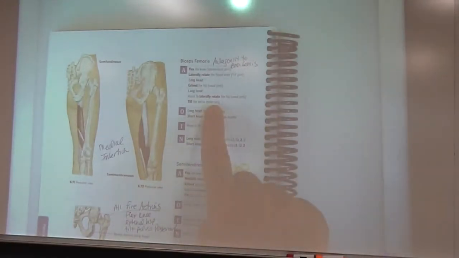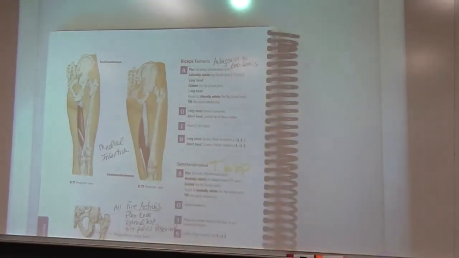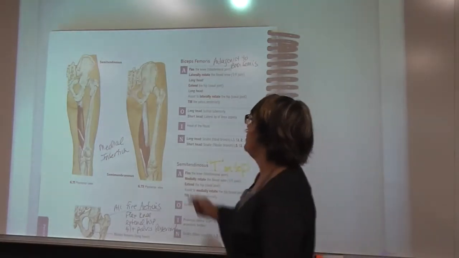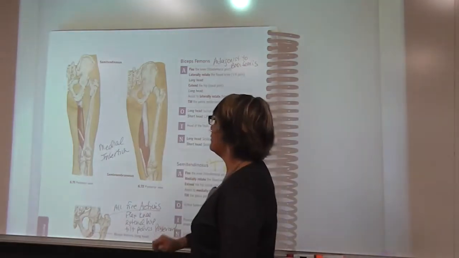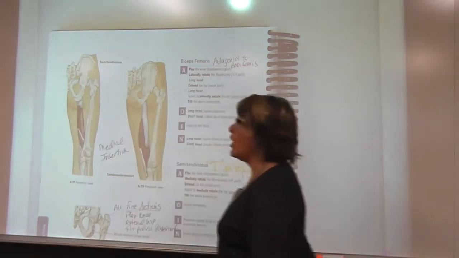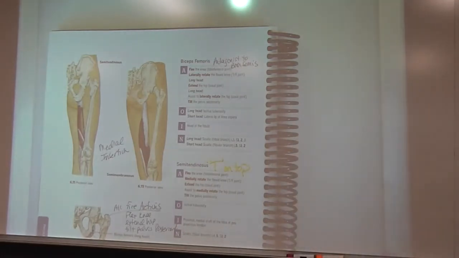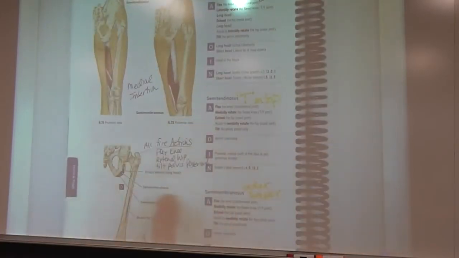Biceps femoris, notice that I have written here that biceps femoris is an antagonist to the two semis because biceps femoris is lateral and the two semis are medial. So we want to keep that in mind. We'll focus in on all of the actions at the end, but notice here in the center I have the all-fire action, so that will help you.